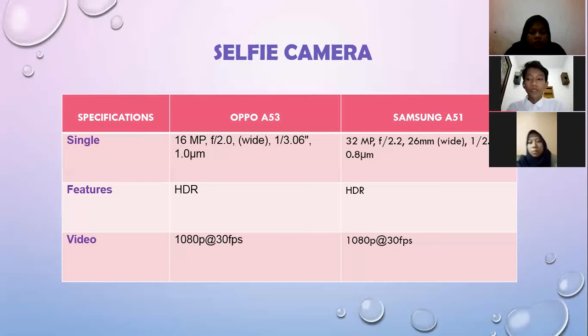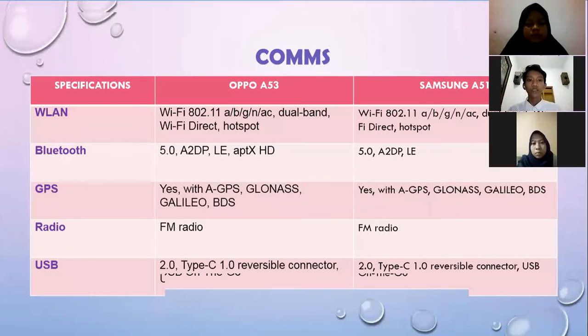Number three, video. Oppo is 1080 at 30 fps and Samsung is 1080 at 30 fps. The quality of video for both phones is the same.